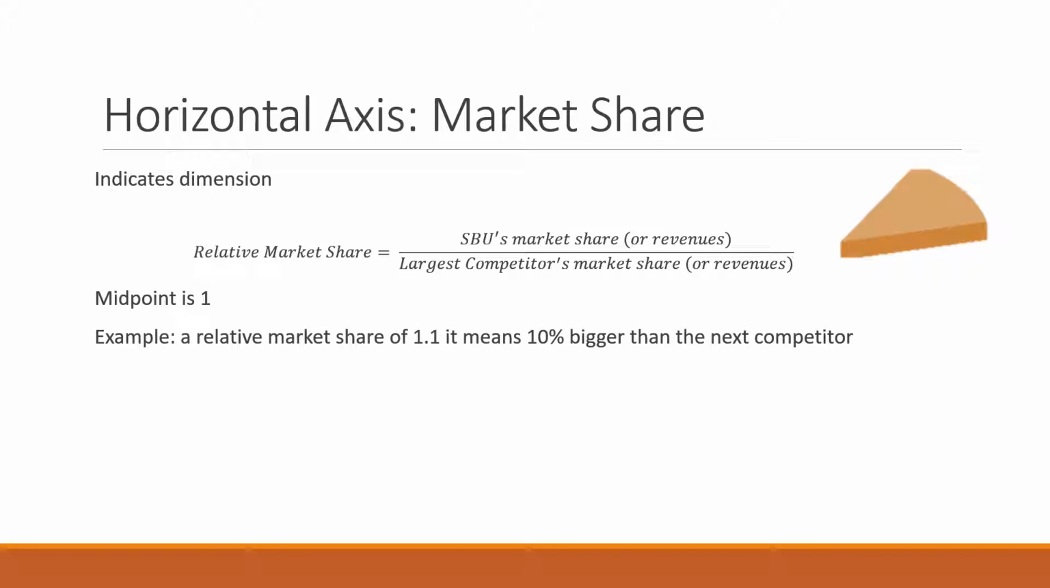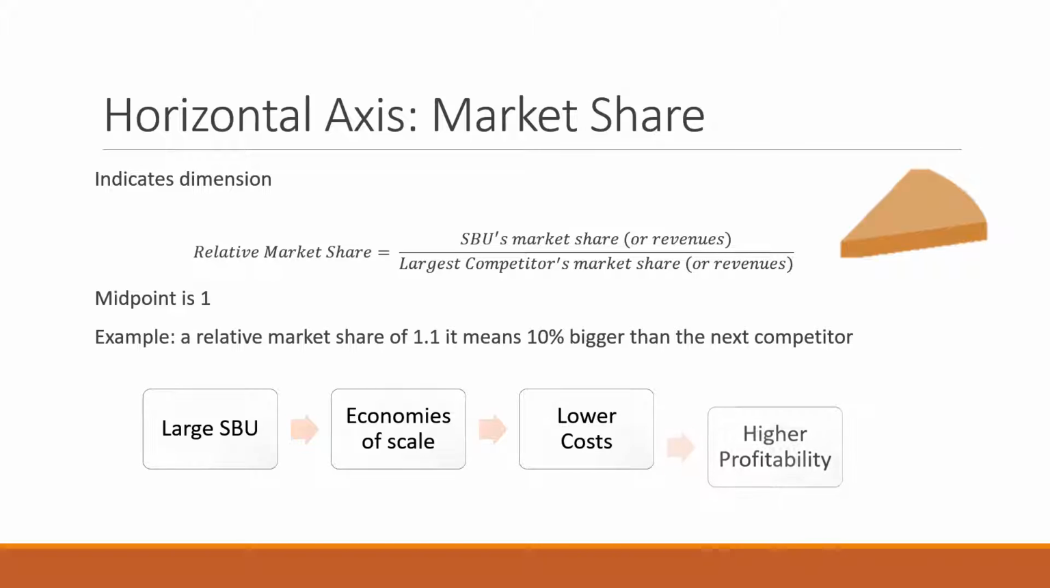This means that a number greater than 1, for example 1.1, indicates that the business unit is the biggest in its industry and it is also 10% bigger than the next competitor. It also indicates that the business unit will be placed in the quadrant corresponding to high for market share. The dimension of a business is strategically important because it indicates if there are economies of scale, hence lower cost, hence higher profitability.